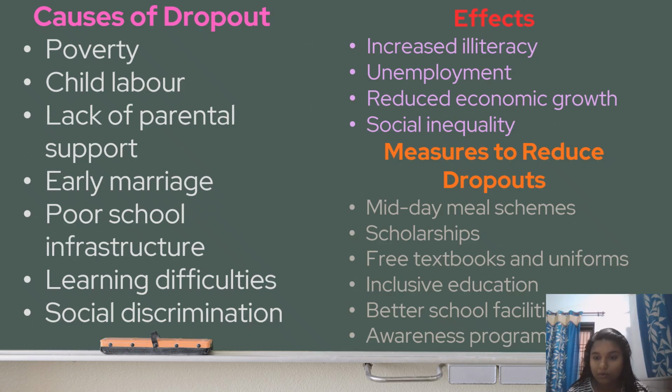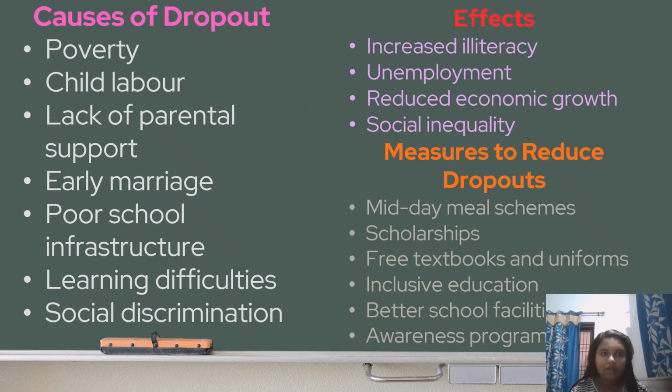What causes the dropout? What is the reason behind the dropout? First one is poverty. Because of poverty, the child can't study. In the 80s, poverty was the main reason for a large number of dropouts. This time it's very less in number because every parent and student is giving more importance to their studies.